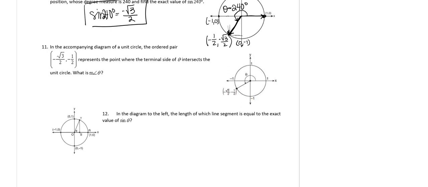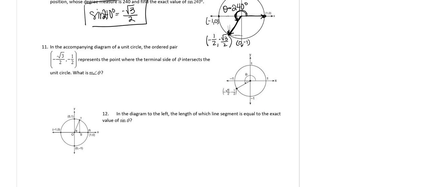In the accompanying diagram of the unit circle, the ordered pair (negative square root 3 over 2, -1/2) represents a point where the terminal side intersects the unit circle. What is the measure of angle theta? Now we just did kind of the corresponding one, right? So the angle that we just did was 240, with a reference angle of 60.